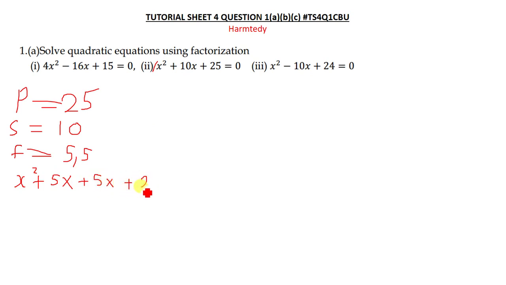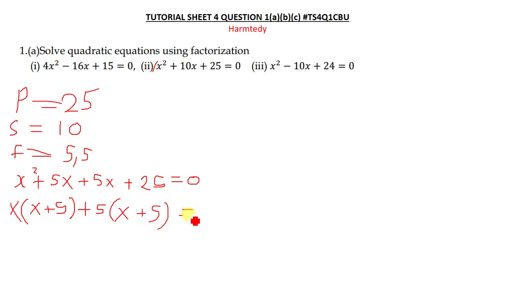So this is what we're going to have. And then when you factorize, you have that. So x times x, you get x squared. X times 5, you get 5x. We also factorize here. 5 is common. Have x plus 5. So we can check here now.